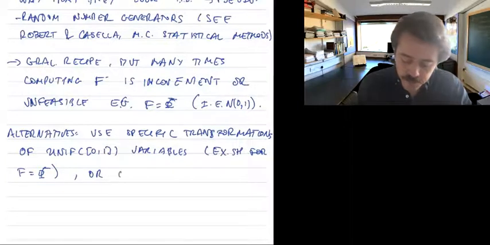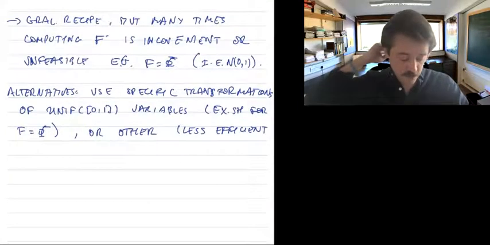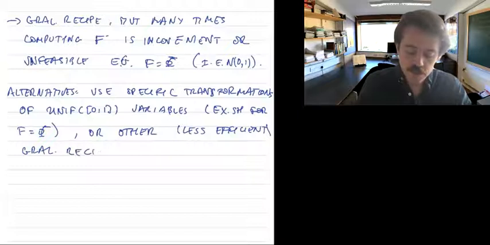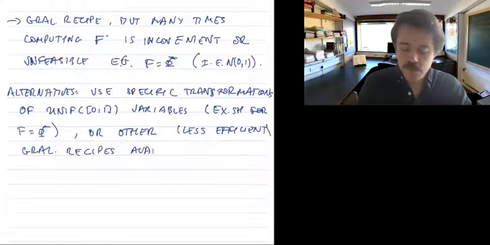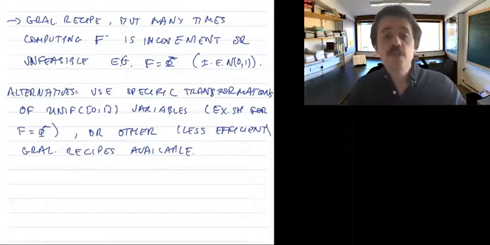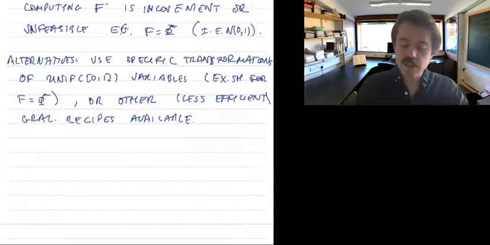Or we can have other, generally less efficient, general recipes. I say generally because, of course, it can be very costly to get this inverse function, so maybe that doesn't compensate. So less efficient general recipes are available. Okay. These, generally speaking, will try to give you samples from the desired distribution, but it may be that they just directly estimate the aspect of interest.